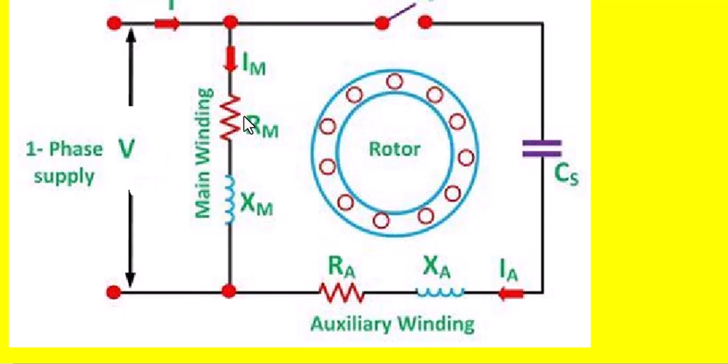Once the supply is given to this motor, the starting current, that is the auxiliary current, will lead the main current by 90 degrees. As a result, torque is produced. Once the torque is produced, the motor starts rotating. Once the motor starts rotating and reaches 75% of the rated speed, then the centrifugal switch automatically opens, and the vector diagram is as shown below.